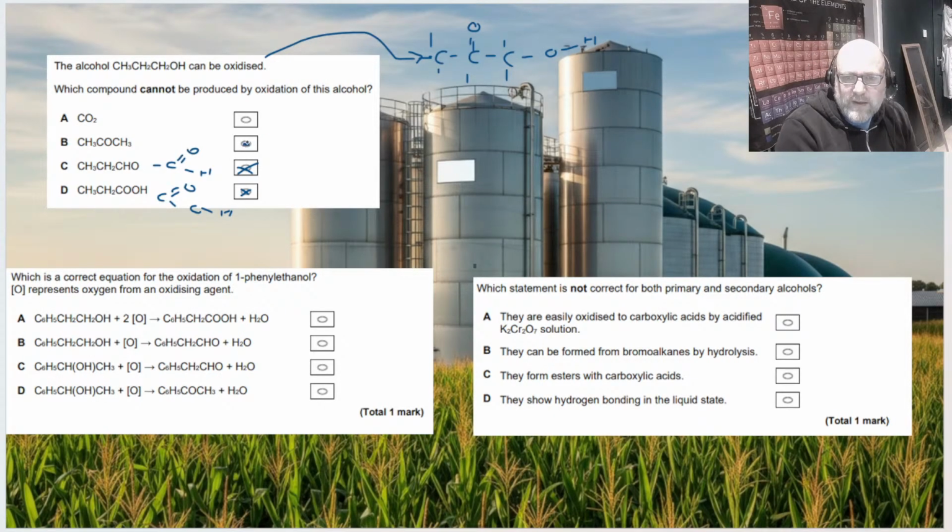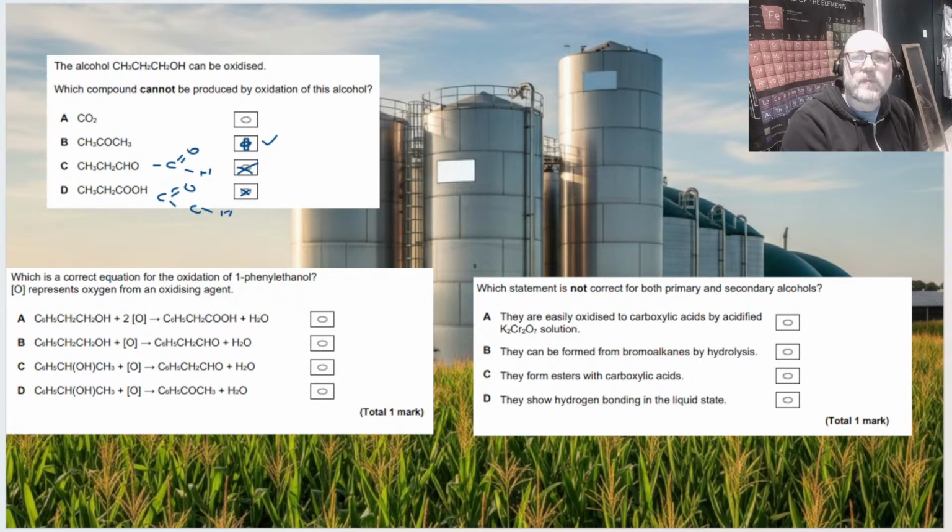You're absolutely right. You might say, but sir, how can we make carbon dioxide? Simple, burn it in oxygen, right? If you burn something with carbon and hydrogen in, it's going to react to make water and carbon dioxide, isn't it? And that is a form of oxidation. They're just using semantics there, being a bit cheeky. Yeah, you can make carbon dioxide through combustion. Well, let's check the next one. Yeah, B was the correct answer. Well done. What is the correct equation for the oxidation of 1-phenylethanol?